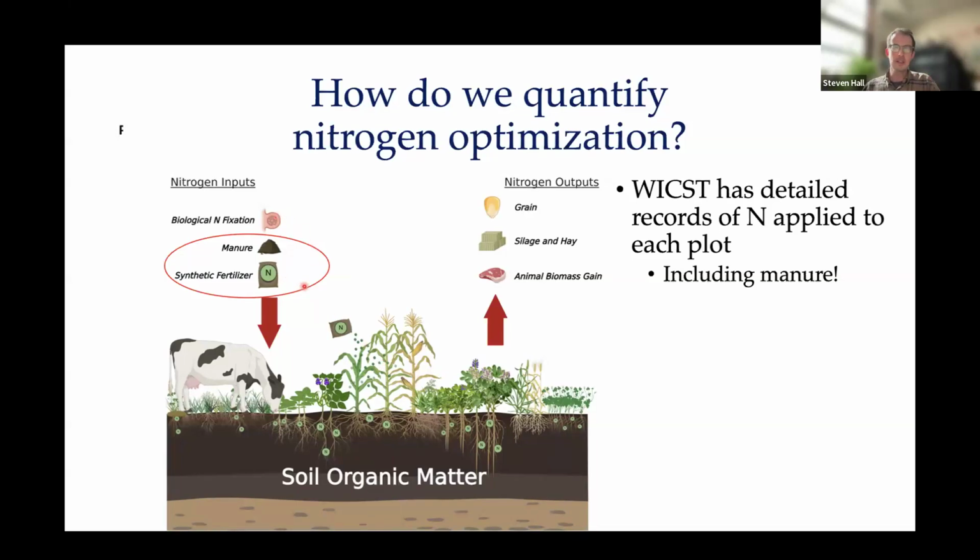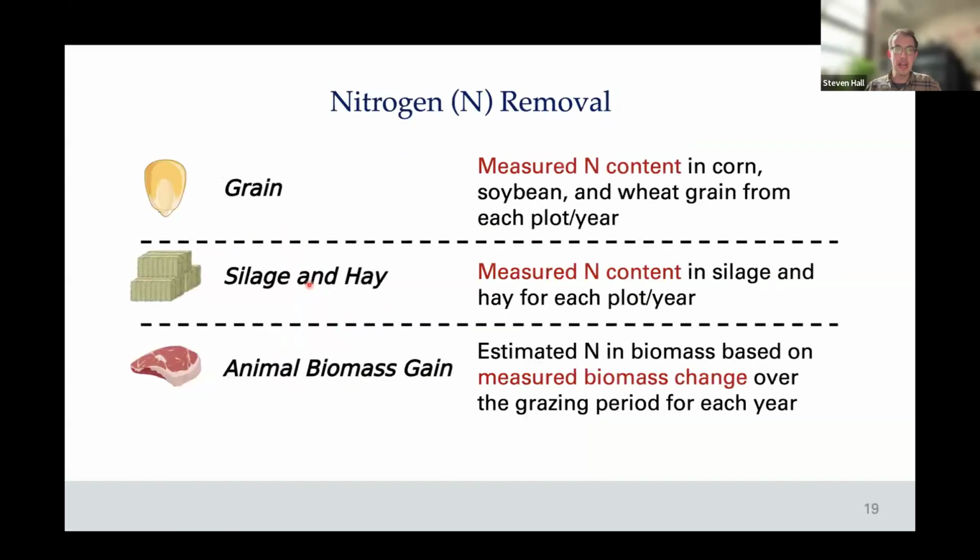Okay, so I've talked a bit about the nitrogen inputs to the system, so biological fixation. One of the key advantages of using a long-term experiment like Wixt is that we actually have detailed records of nitrogen as applied to all of these plots, including the manure, which is really a fantastic resource given how variable manure nitrogen can be. In terms of the outputs, we also have really nice data on the nitrogen that's removed in the grain, in the silage and hay, and even in the animals that are grazing on these pastures.